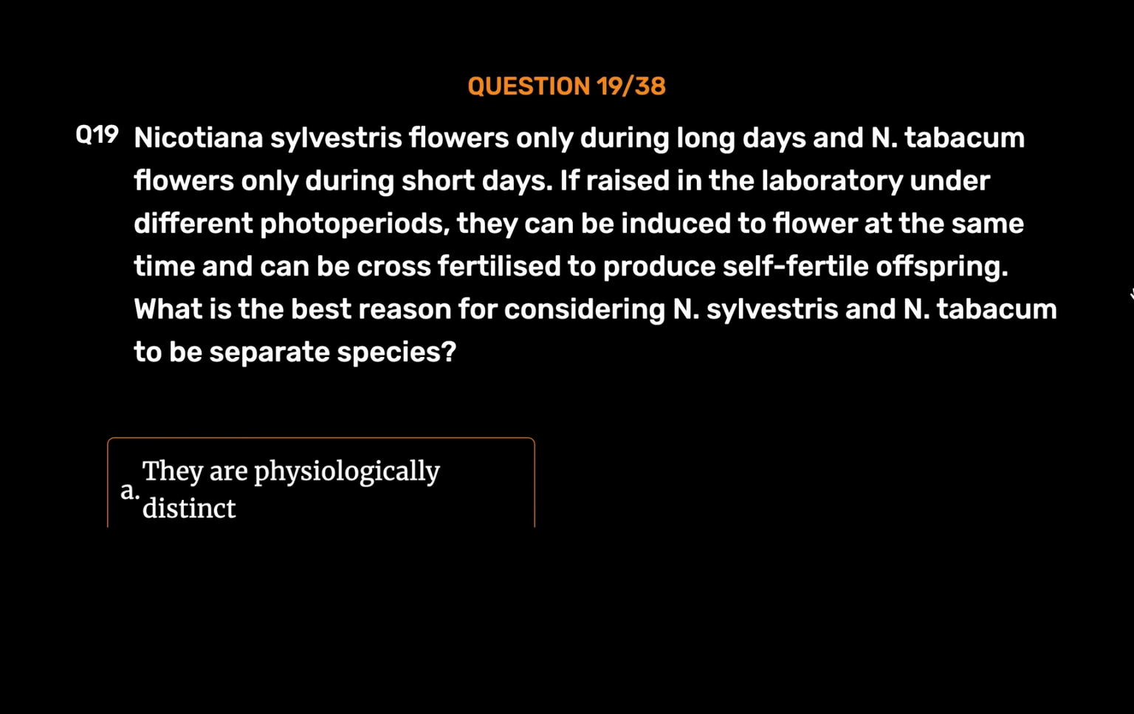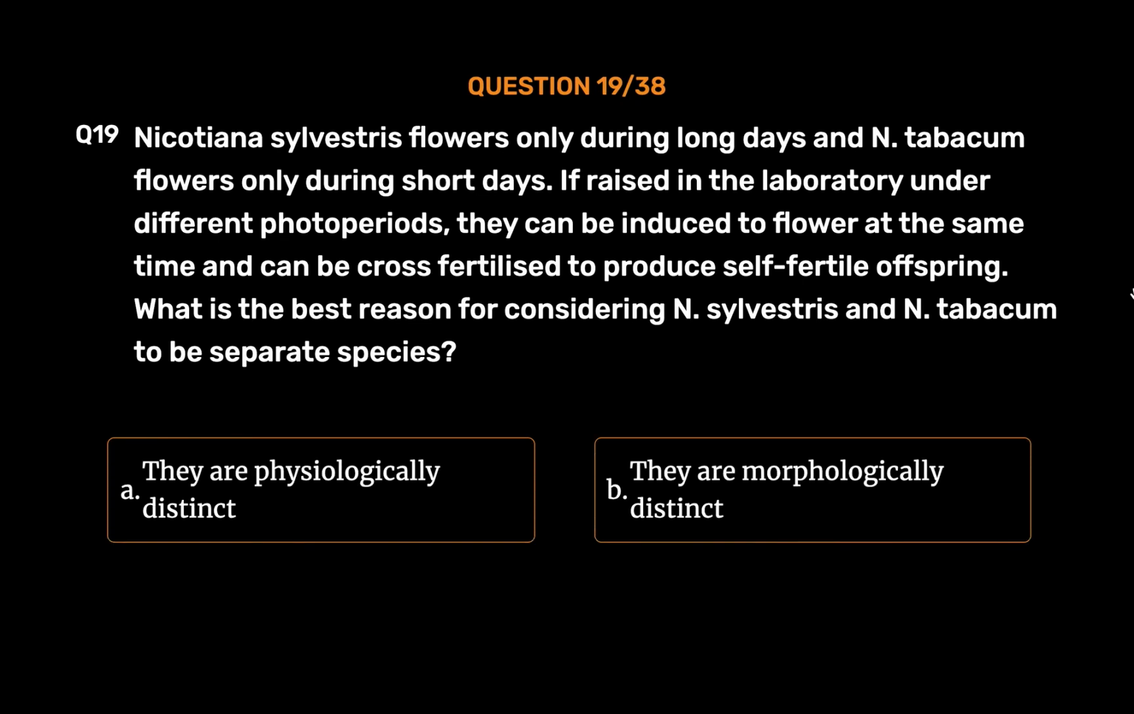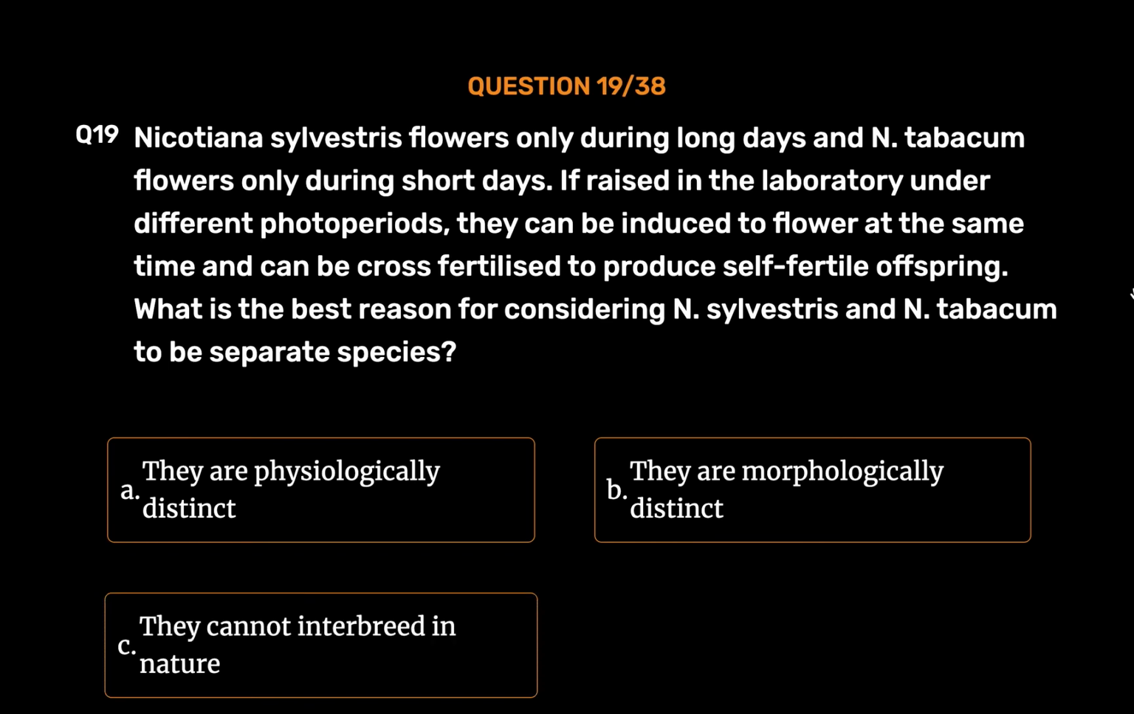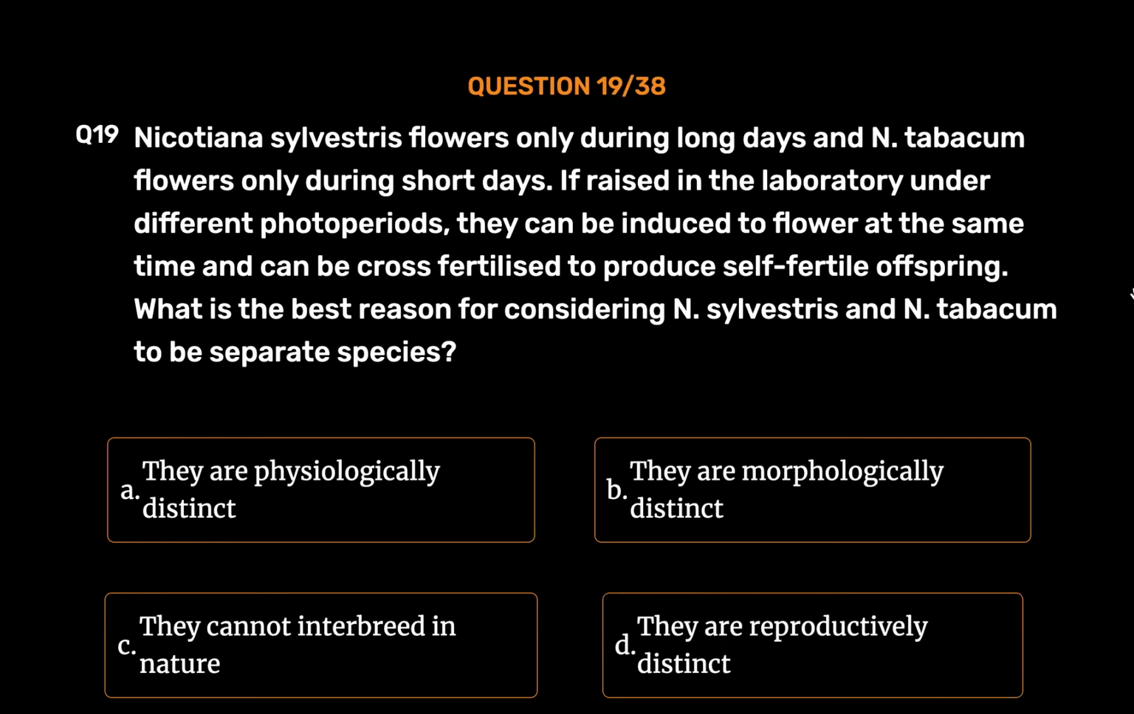Option A. They are physiologically distinct. Option B. They are morphologically distinct. Option C. They cannot interbreed in nature. Option D. They are reproductively distinct. The correct answer is Option C. They cannot interbreed in nature.